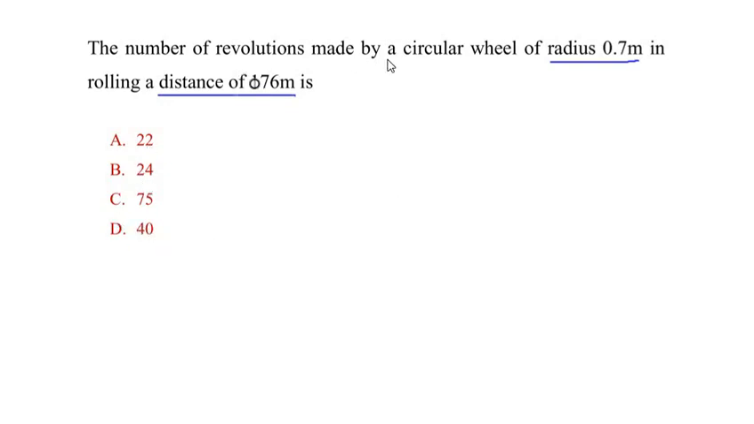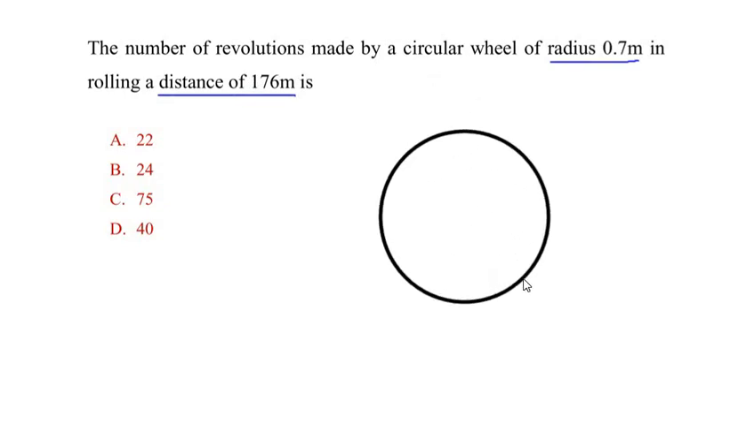So here they have given that there is a circular wheel. Let us draw it over here. For example, this is a circular wheel. Let us take this as the center of the circle and this as the radius, and the radius of the wheel is given as 0.7 meters. Now we have to find out how many times this wheel is going to revolve in rolling a distance of 176 meters.